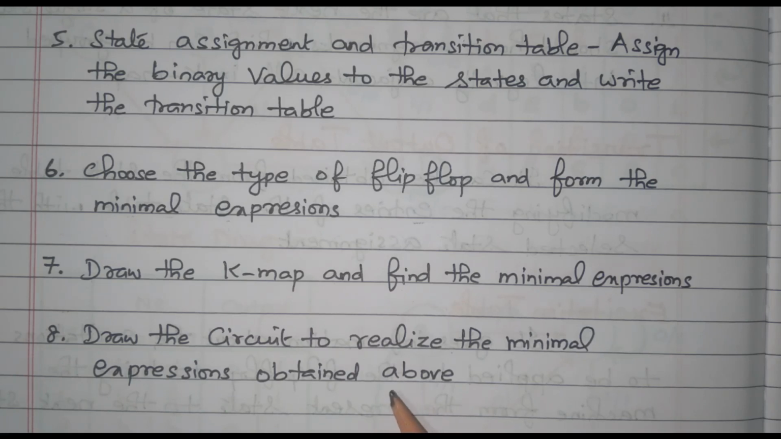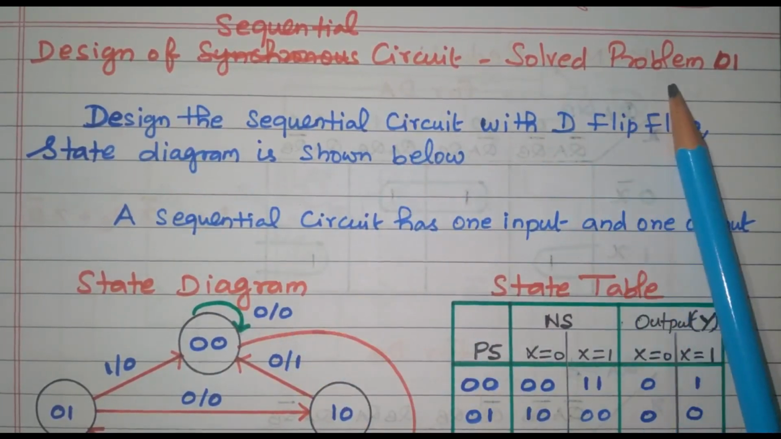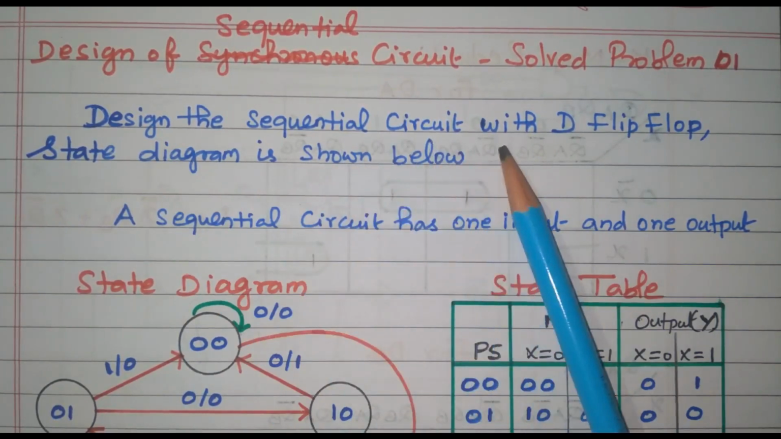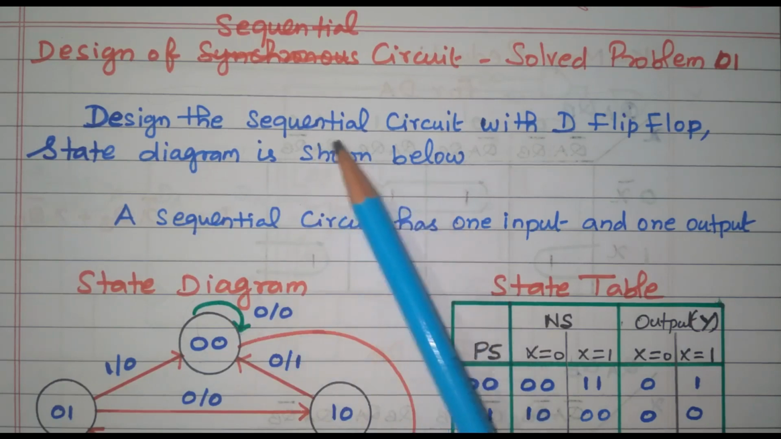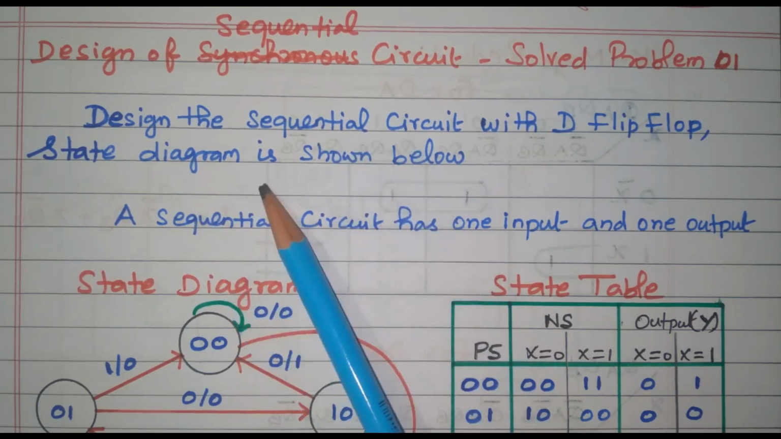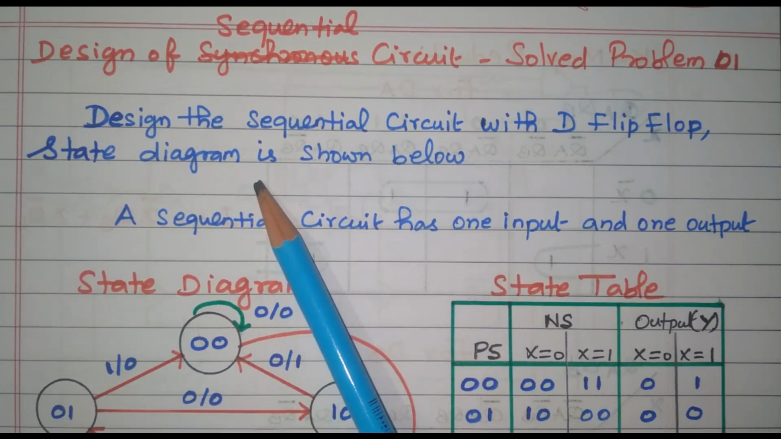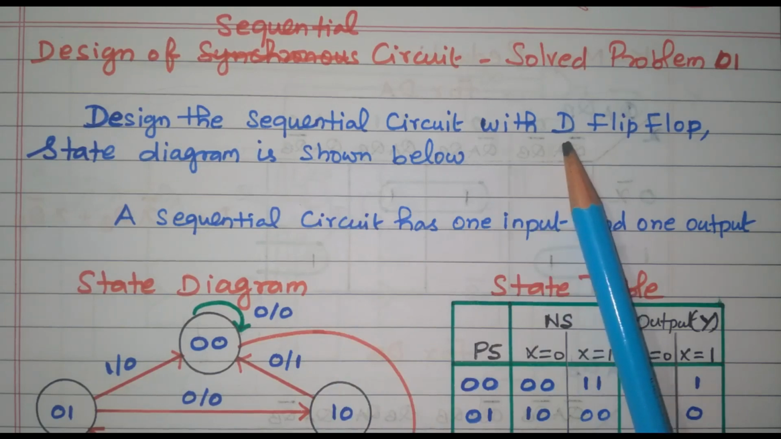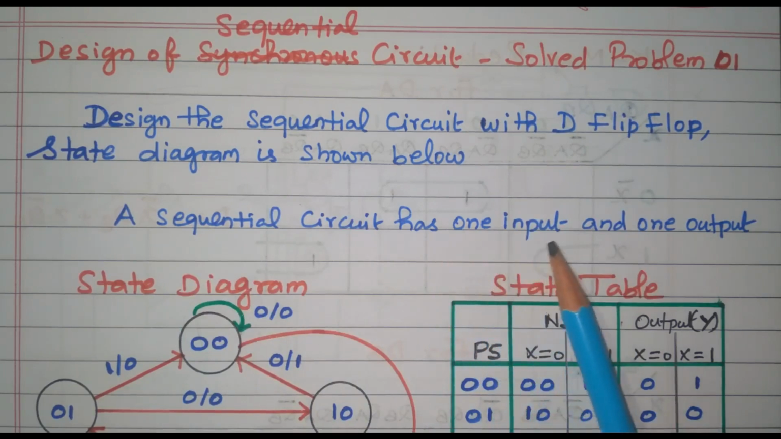Now, we will see the solved problem so that we are able to understand clearly. Now, we will go to the problem. The design of sequential circuit, solved problem 1. Design the sequential circuit with D flip-flop. State diagram is given below. For designing the sequential circuit, the state diagram is given in the problem itself, available in the question. Here we need to design with the D flip-flop. The sequential circuit has one input and one output.